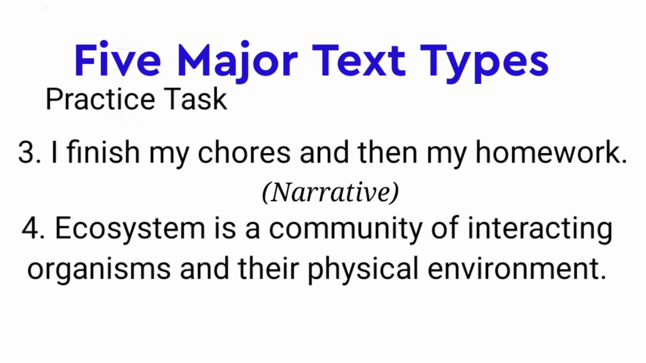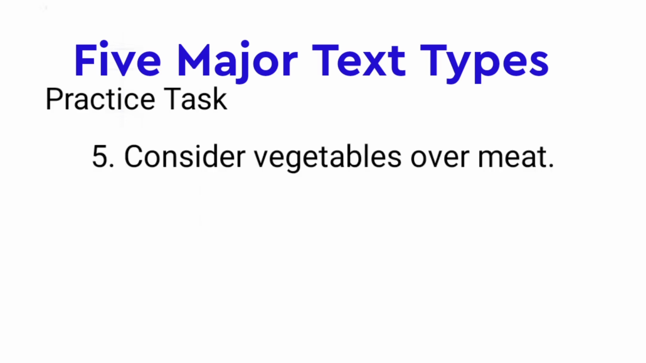Ecosystem is a community of interacting organisms and their physical environment. Expository is the answer. And number 5. Consider vegetables over meat. The answer is directive. We are all done.